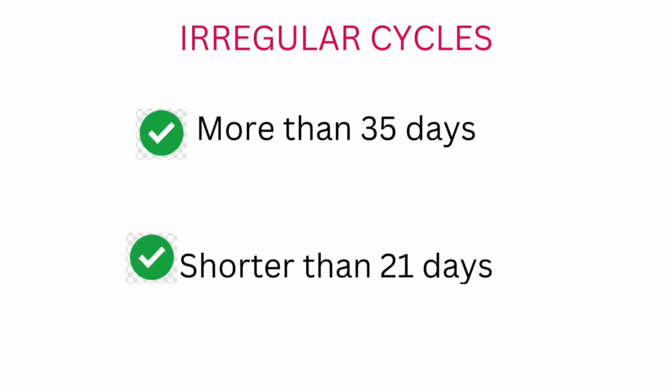Irregular cycles is the first and most common sign of anovulation. In this case, you will notice that you have either very long or very short cycles. Cycles longer than 35 days or shorter than 21 days. Now, if you have cycles that are less than 21 days, it simply means that your body isn't getting enough time for the egg follicles to mature.